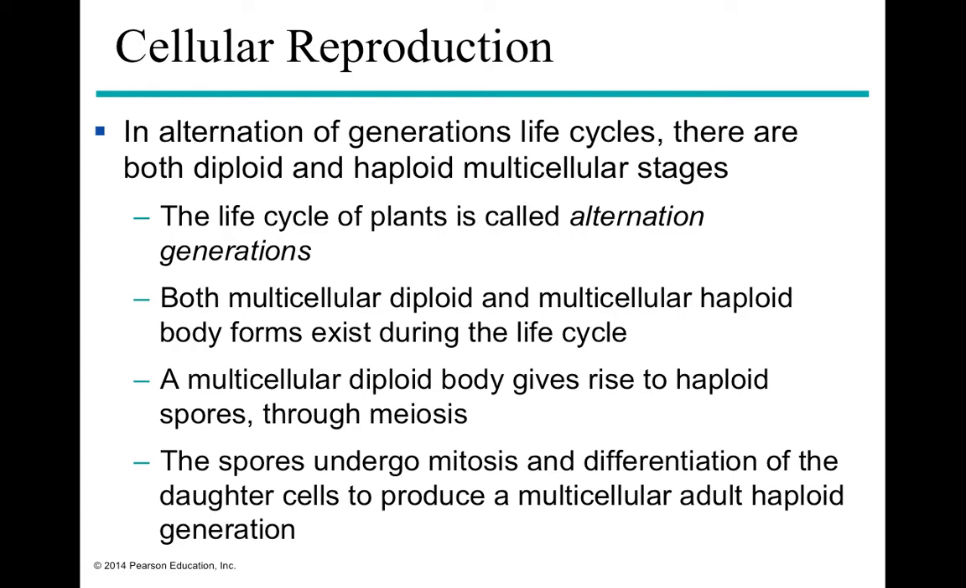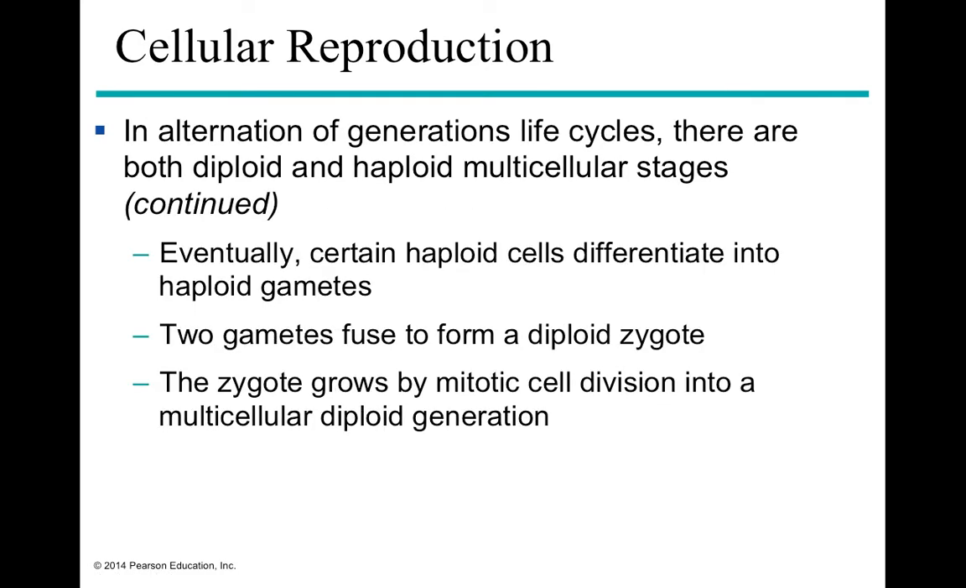But in plants, we have something a little bit different. It's called alternation of generations. We can have both a multicellular diploid and a multicellular haploid body. Humans don't have a multicellular haploid body. A multicellular diploid body gives rise to spores, which are haploid, through meiosis. Then those spores undergo mitosis and differentiation to produce an adult haploid generation.